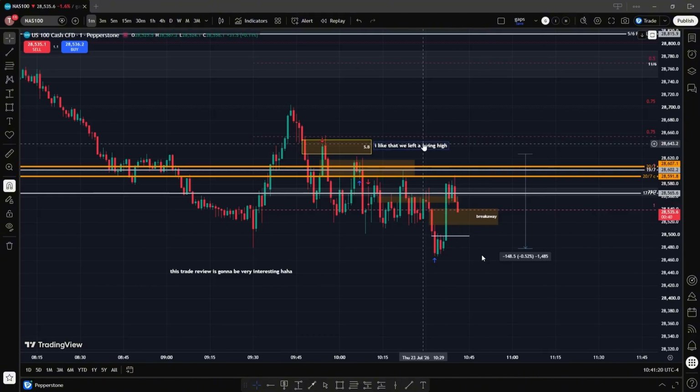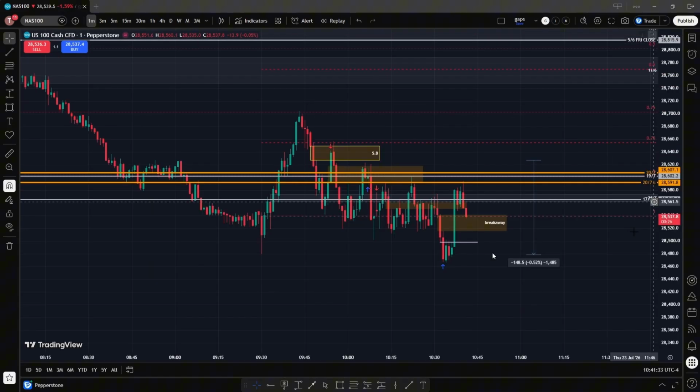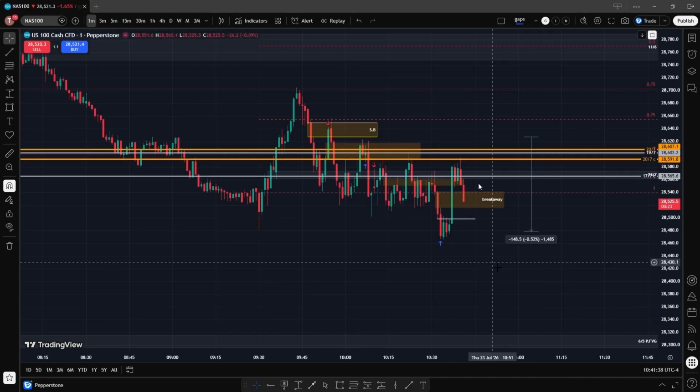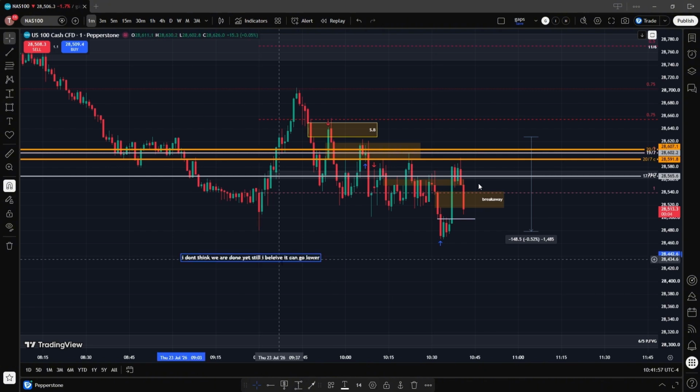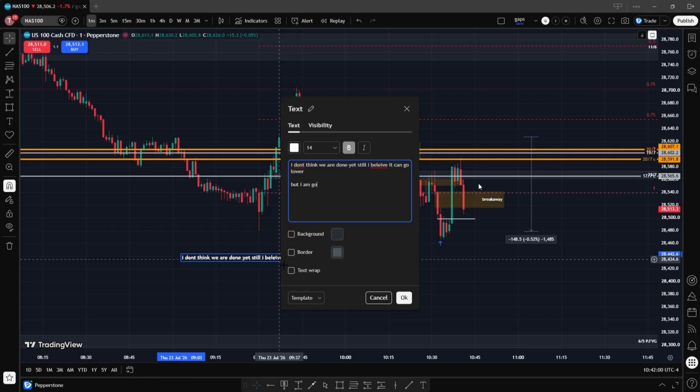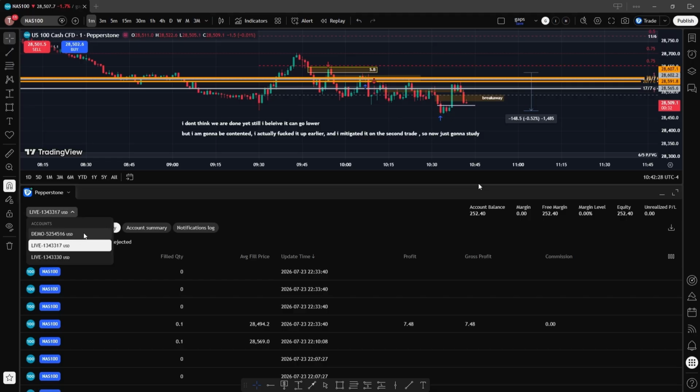But still you can see that price is still utilizing the new week opening gap and the new day opening gap to trade lower, which is very beautiful. I like that it left that short-term high right here. That is a signature of weakness, and it melted lower. And you can see I don't think we are done yet. Still, I believe it can go lower. Basically typing that for the 1050 macro.